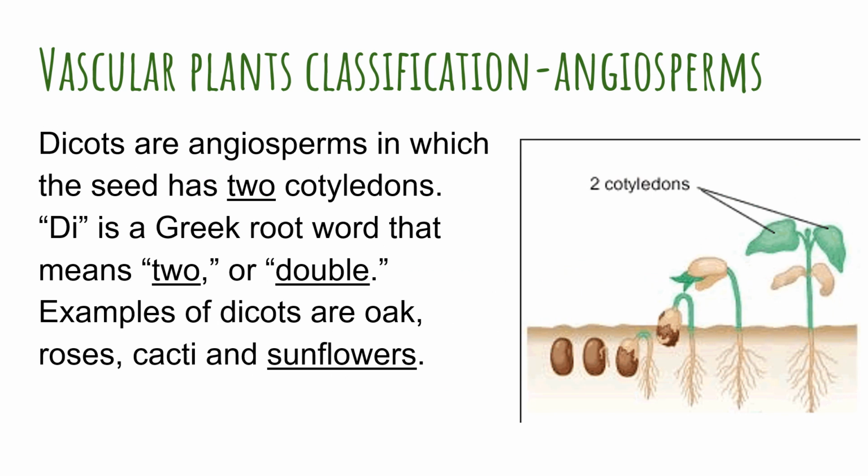Dicots, however, are angiosperms in which the seed has two cotyledons. Di is a Greek root word that means two or double. Examples of dicots are oak, roses, cacti, and sunflowers. Okay, so again, once the seed sprouts from the ground, obviously over here you can see that those two cotyledons sprout at the same time.